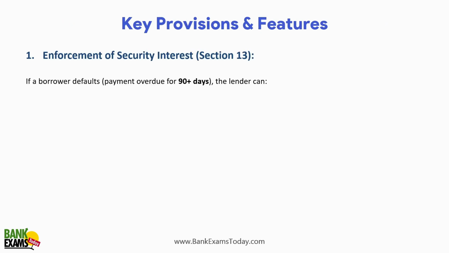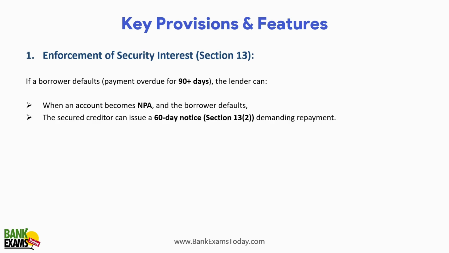So enforcement of security interest means if a borrower defaults a payment or the payment is overdue for more than 90 days, when an account becomes NPA, the borrower defaults, the secured creditor issues a 60 days notice under section 13 subsection 2 demanding the repayment. सबसे पहले 90 days, जब default होता है, for the very first day, 3 installments, अगर monthly installment है, 3 installment नहीं दी, then the borrower becomes an NPA. Then after those 90 days, the bank gives a 60 days notice to the borrower, right? The bank और जो भी creditor है, he gives 60 days notice. जो बैंक जो है अपने borrower को 60 days का notice देता है.